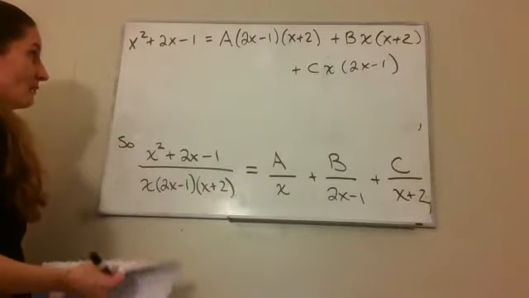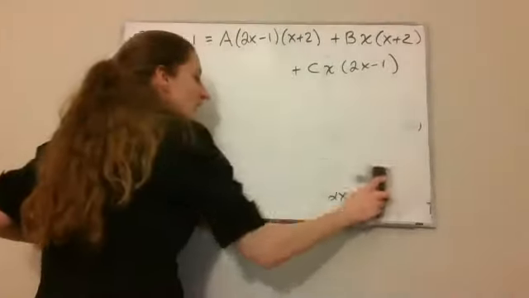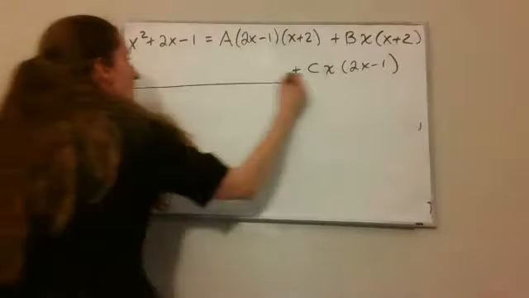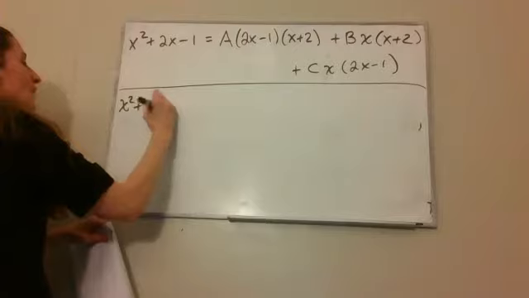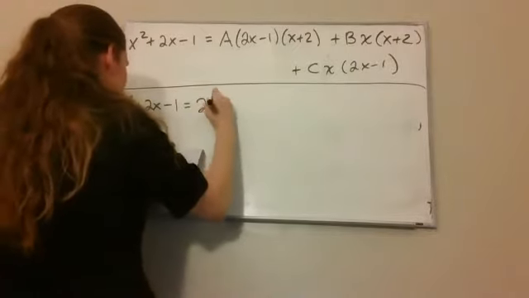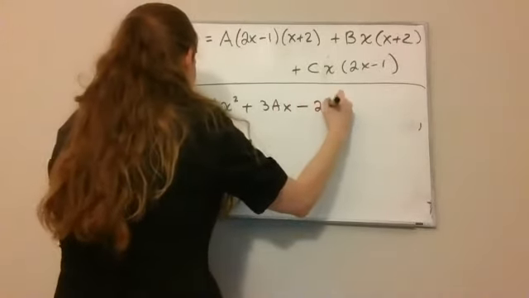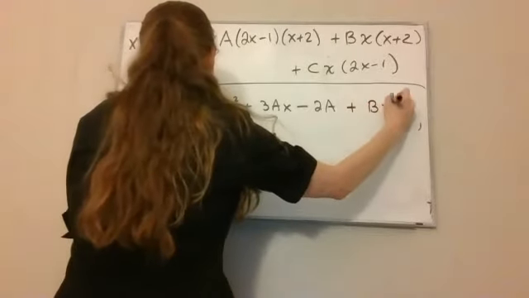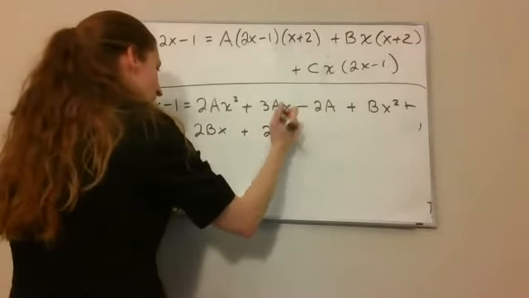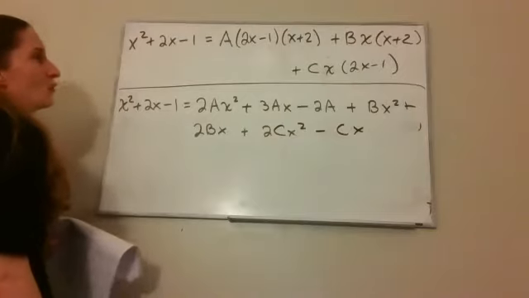Now, how do I find A, B, and C from there? Well, there's a couple options. On this first problem, I'm going to do it by just distributing everything and combining like terms. So when I do that, I have x squared plus 2x minus 1 equals, distribute all of that, 2a x squared plus 3ax minus 2a plus bx squared plus 2bx plus 2cx squared minus cx. So that's just distributing everything out.